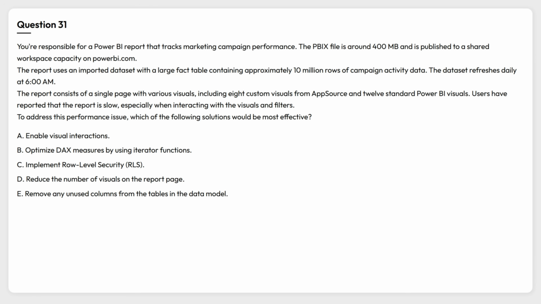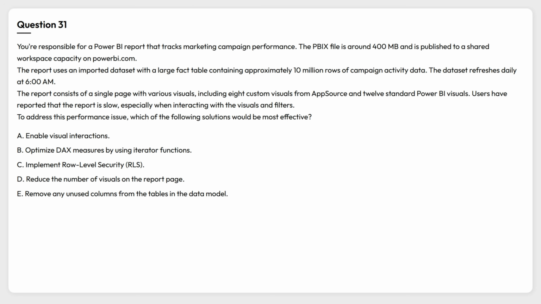The report consists of a single page with various visuals, including 8 custom visuals from AppSource and 12 standard Power BI visuals. Users have reported that the report is slow, especially when interacting with the visuals and filters. To address this performance issue, which of the following solutions would be most effective?